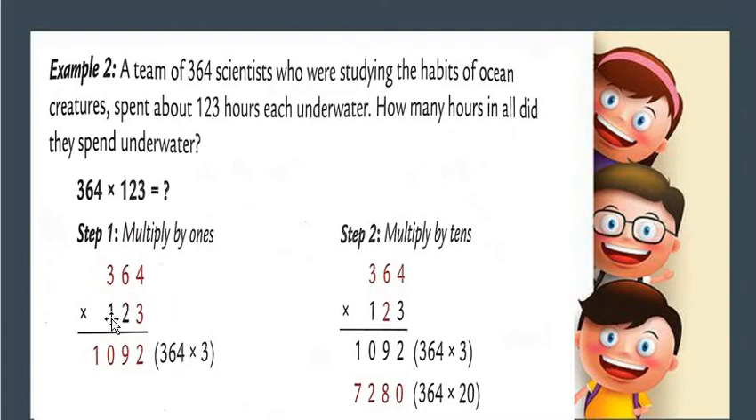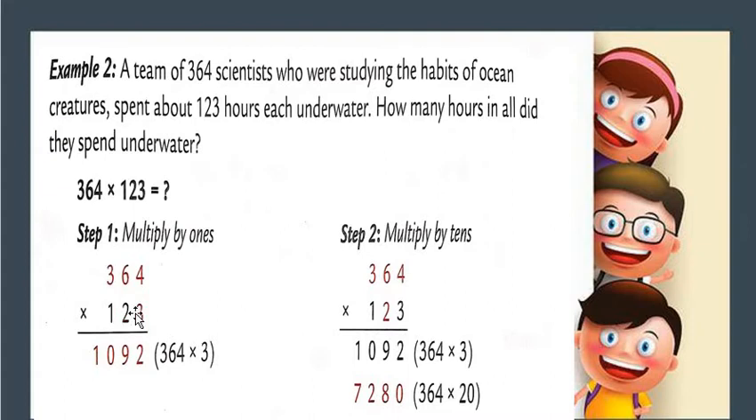364 multiplied by 123. So what to do here, all students? We multiply first with 3. Here we break 120. I hope you remember, first of all we break up this bottom number. So how can we break up 123? How can we break it up?